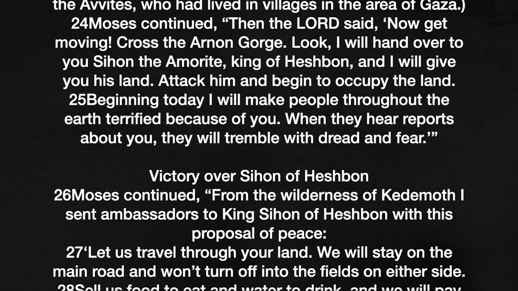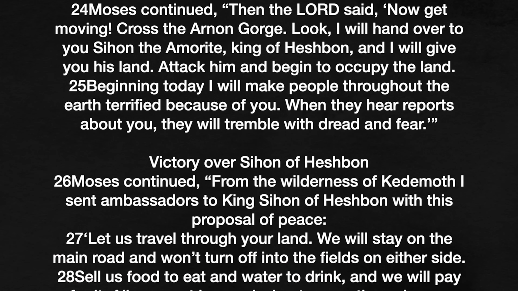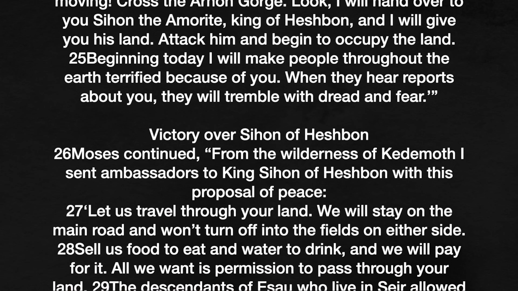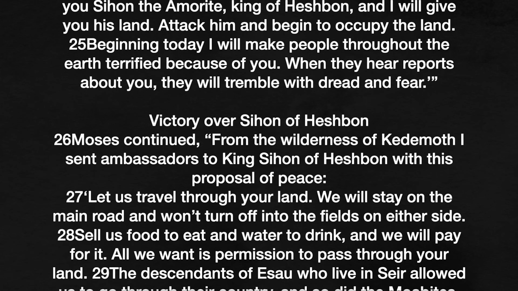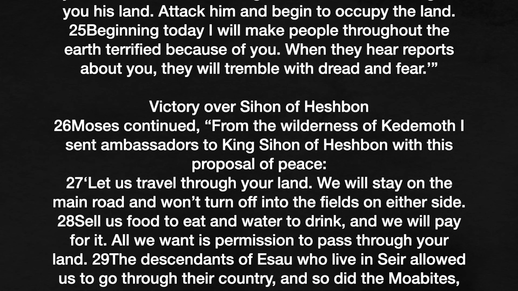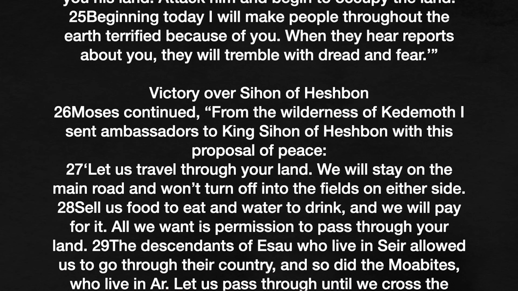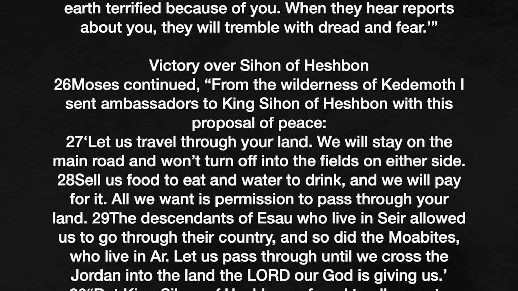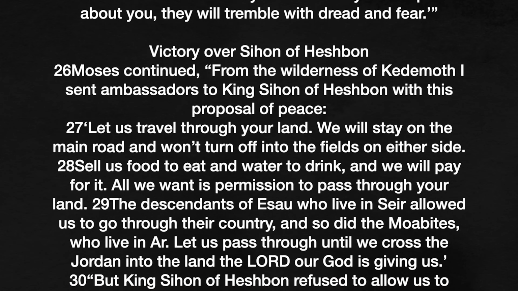Moses continued, "From the wilderness of Kedemoth I sent ambassadors to King Sihon of Heshbon with this proposal of peace. 'Let us travel through your land. We will stay on the main road, and we won't turn off into the fields on either side. Sell us food to eat and water to drink, and we will pay for it. All we want is permission to pass through your land.